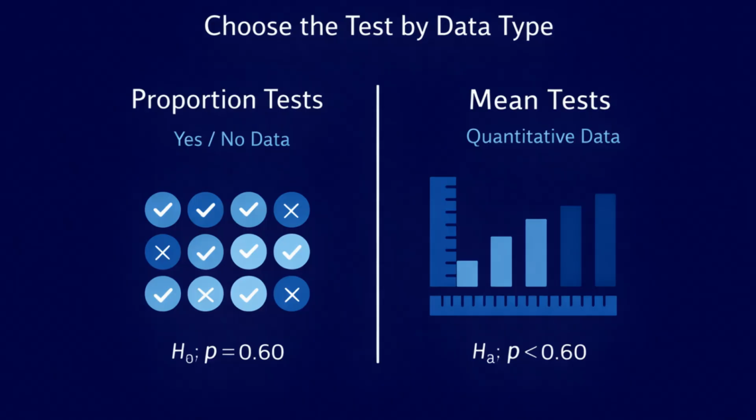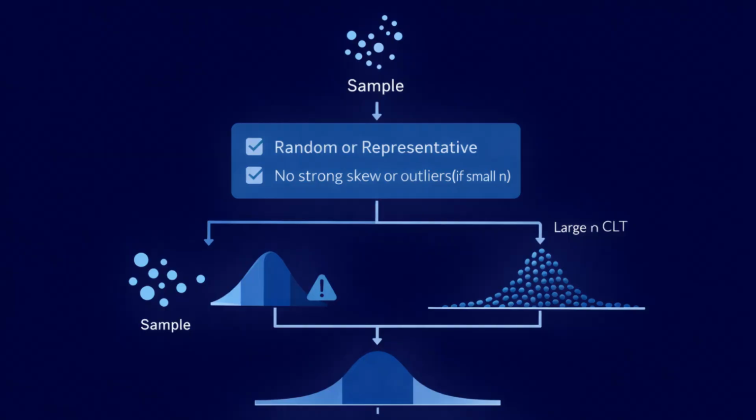Now let us move to hypothesis tests for population means. These tests are used when the data are quantitative. Before performing a mean test, check conditions. The sample should be randomly selected or representative. If the sample size is small, the data should not show strong skewness or extreme outliers. If the sample size is large, the central limit theorem allows the sampling distribution of the mean to be approximately normal even if the data are somewhat skewed.